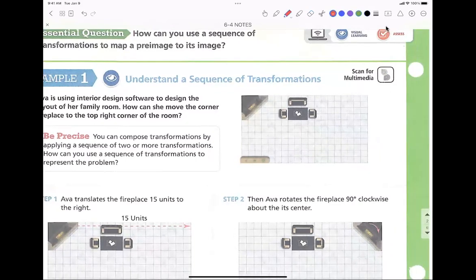So right now the fireplace is over here in the top left. She wants it over here in the top right. Based on what we've learned so far, is there a single step move? Now, this is a drawing, a 2D drawing. It wouldn't work in the real world, and I'll tell you what I mean in just a second. But is there one transformation that we could do on the drawing that would put this fireplace over in the other corner?